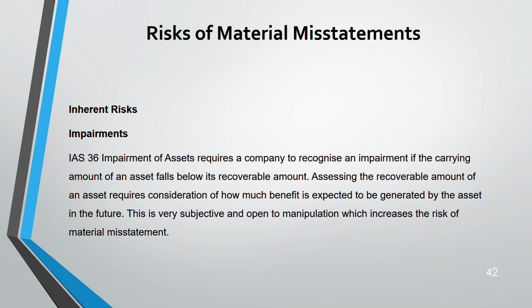So anyway, let me tell you briefly. IAS 36 impairment of assets. How do you measure impairment? You compare the carrying amount and the recoverable amount. If your recoverable amount is less than the carrying amount, then there's an impairment. And how do you measure the recoverable amount? There are two methods: fair value less costs to sell or value in use. Whichever is higher will be your recoverable amount.